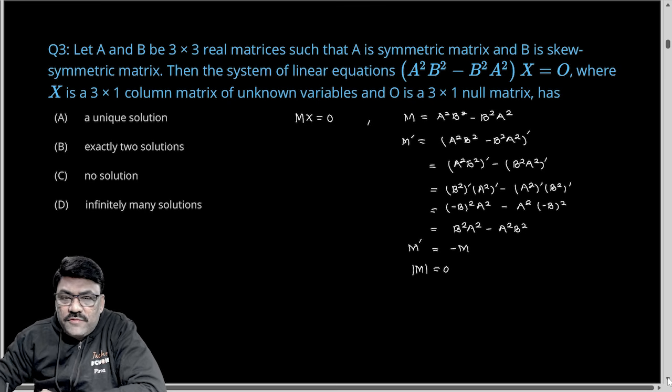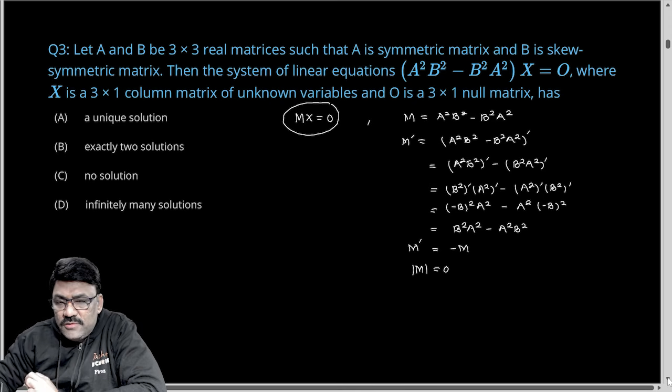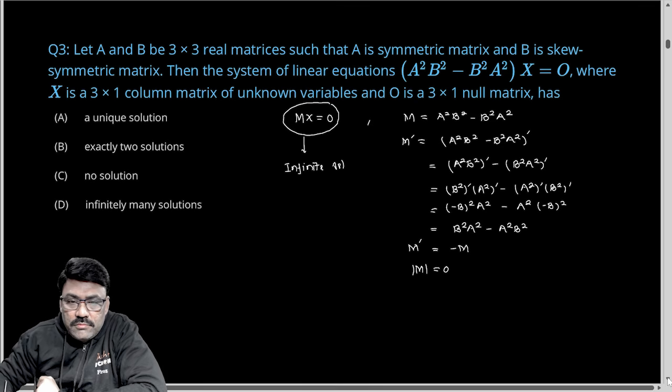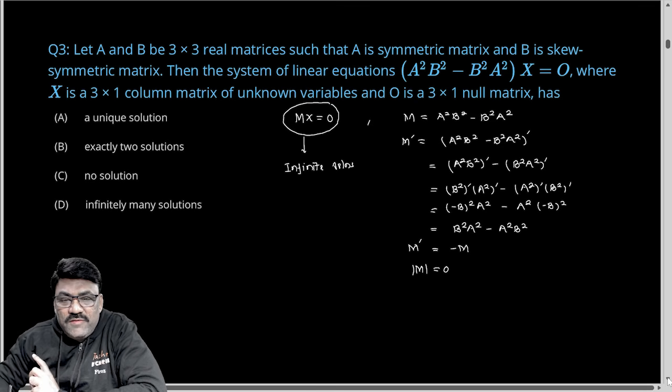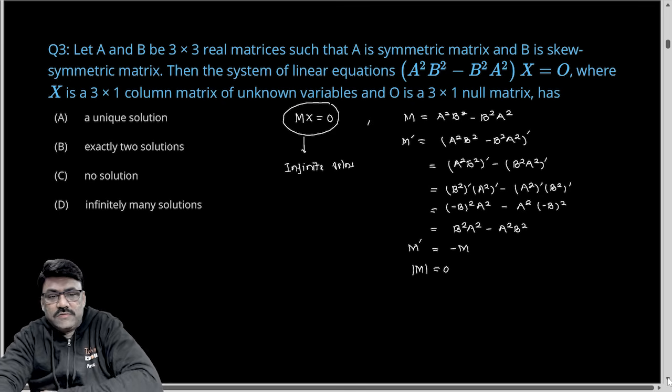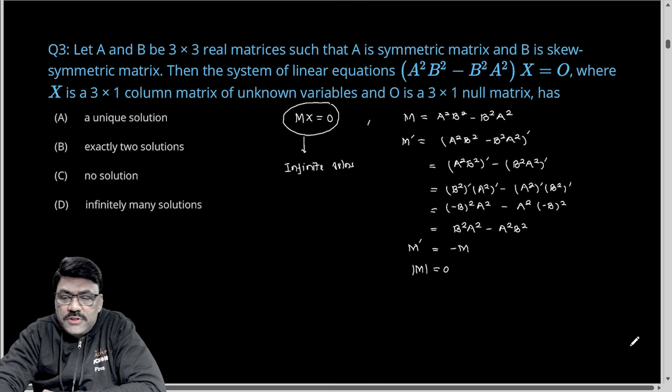And since determinant of m is 0, this is a homogeneous system of equations because the right side is 0. So since determinant of m is equal to 0, this system will give you infinitely many solutions. If determinant of m is not 0, then this system gives you a unique solution. Determinant of m 0, then this system gives you infinitely many solutions. So hence, which option is correct here? D option is correct, the last option.